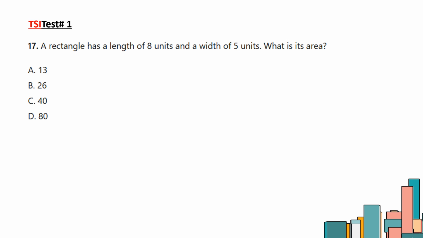Number 17, a rectangle has a length of 8 units and a width of 5 units. What is its area? In this question, they're asking if you know the rectangular shape. The length is 8 units, and the width is 5 units. The area of the rectangle is the length times the width, so we have 8 times 5, which is 40.